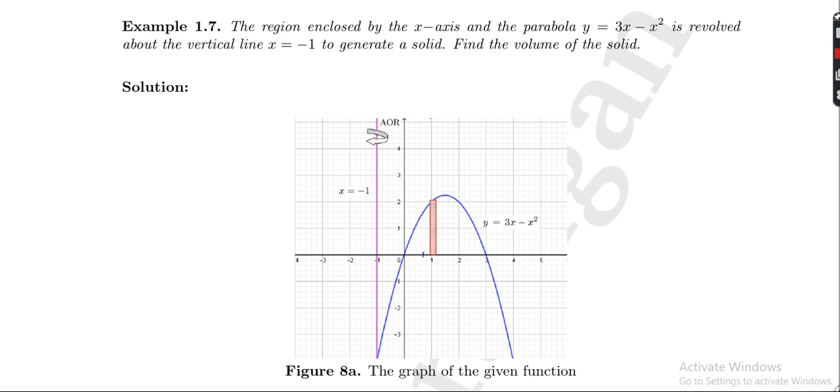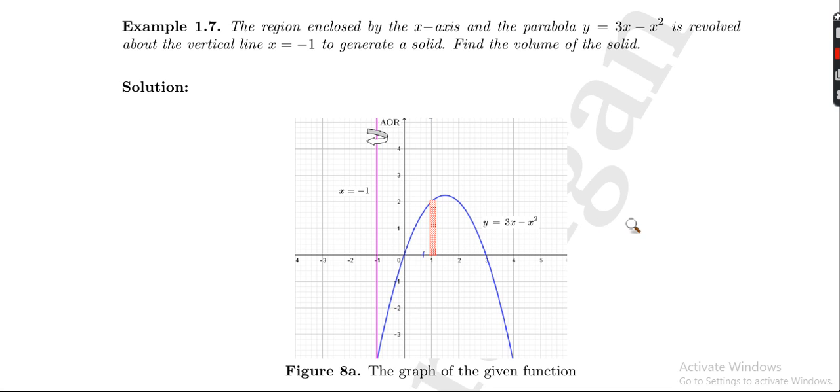For our first example under the cylindrical shell method, let us consider the example mentioned in our introduction about the region enclosed by the x-axis and the parabola y equals 3x minus x squared, which revolves about the vertical line, that is x equals -1, to generate a solid. Now let's find the volume of that solid.